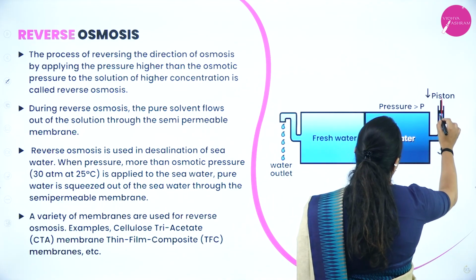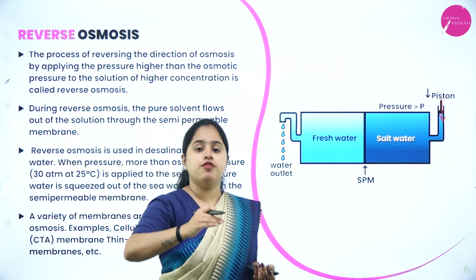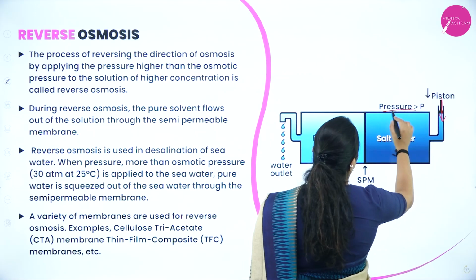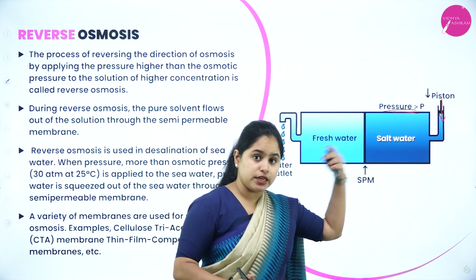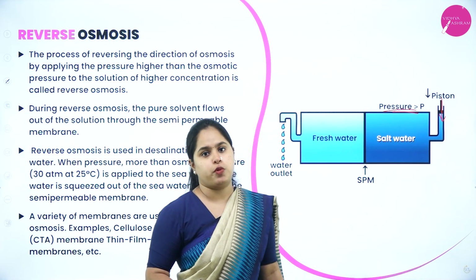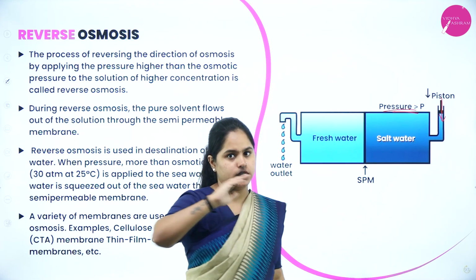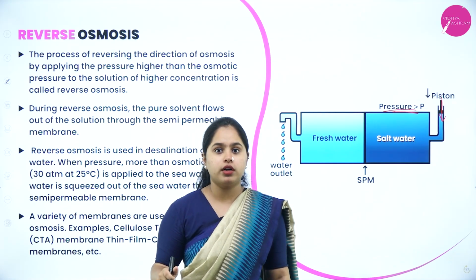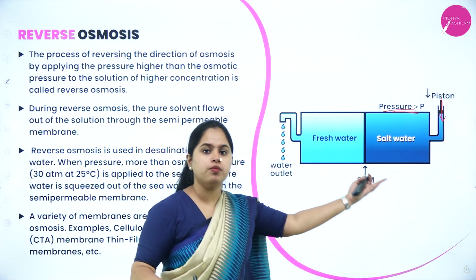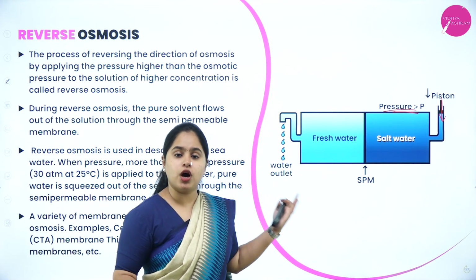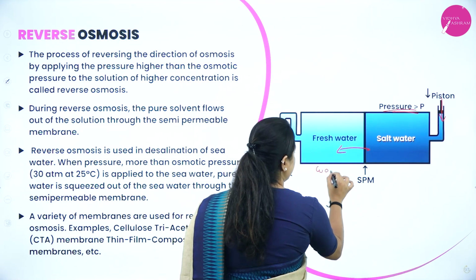If we are applying a pressure here, there is a piston through which you can apply pressure. If we are applying a pressure which is higher than the osmotic pressure, what happens? It will reverse the osmosis process. Actually it is supposed to move from lower concentration to higher concentration. Now, from the solution side, only the solvent will move from the solution to the solvent side. So only you will be able to get the water here, right?